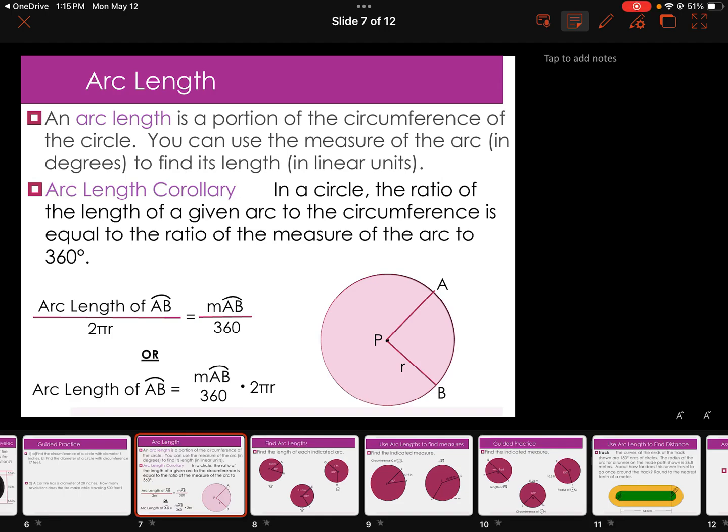This is part 2 of section 11.1. We're looking at arc length. An arc length is a portion of the circumference of a circle. You can use the measure of an arc in degrees to find its length in linear units.